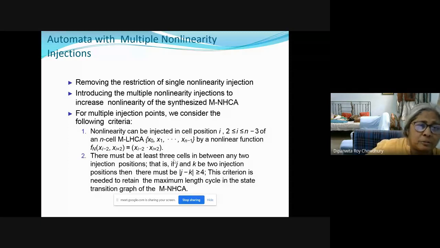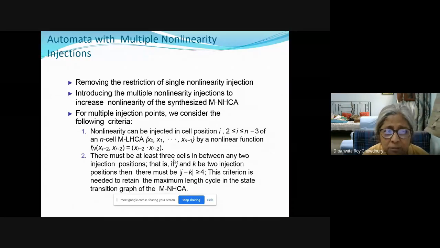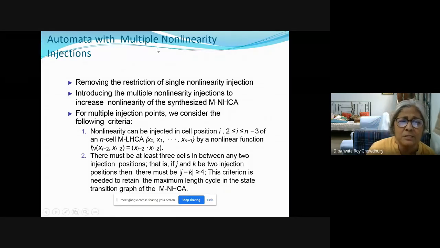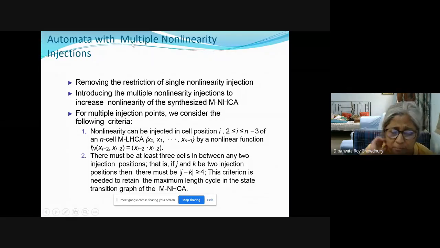Now how to avoid this? Remember that when we synthesized the maximum length nonlinear cellular automata from linear cellular automata with a single injection point, it was not preventing the MS attack, although it is maximum length. So what we have done now, instead of a single injection, we are putting multiple injection points. See, multiple nonlinearity injections.